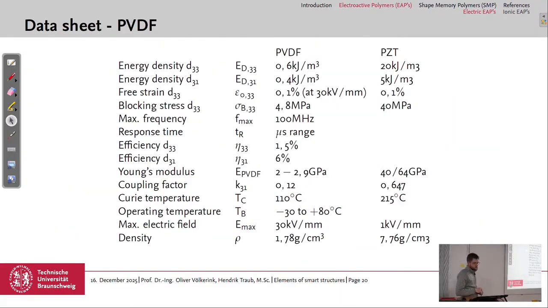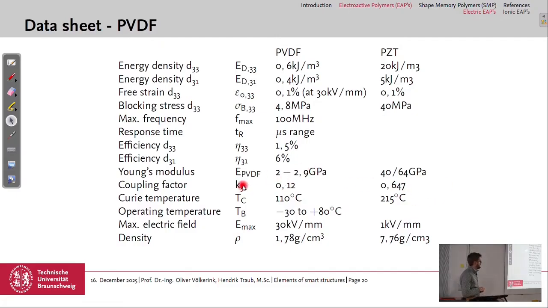So if we compare PVDF to the piezoceramic, the energy densities are far lower, 0.6 to 20, 0.4 to 5. The free strain is similar, which is achievable, but we need far higher voltages. Blocking stress, 40 megapascals to 4.8, so also a factor of 10. Young's modulus, another number, so we say maybe 2.5 gigapascals for the PVDF and 40 to 64 gigapascals for the piezoceramic due to the anisotropic behavior.